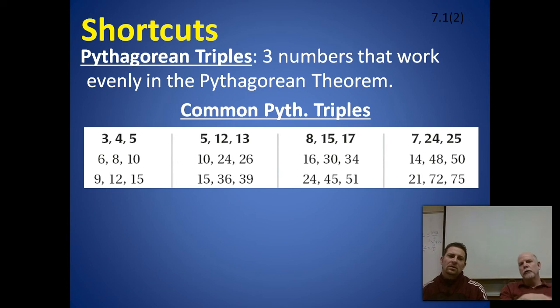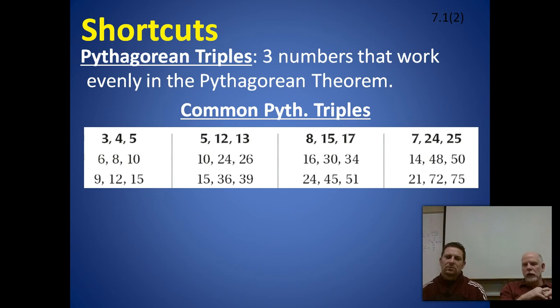Okay? So if we jump to the next column and look at 5, 12, 13, again, that's just a common perfect Pythagorean triple. You see that in a lot of triangles. 5 squared is 25, 12 squared is 144, add those together, it's 169, square root of that's 13. If you double all those, you get 10, 24, 26.